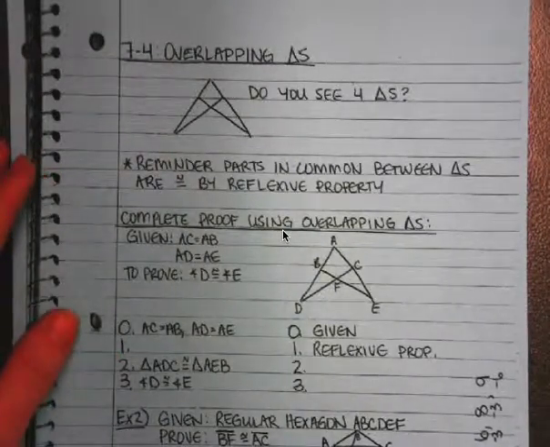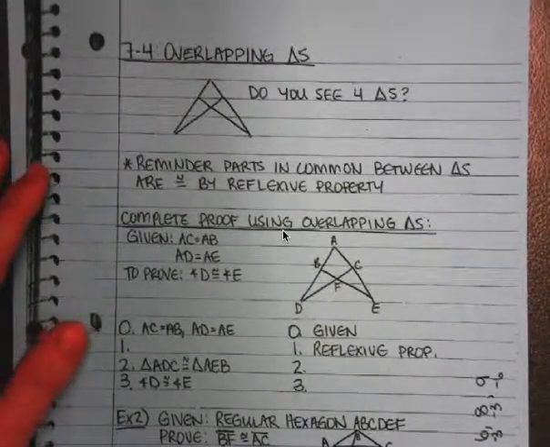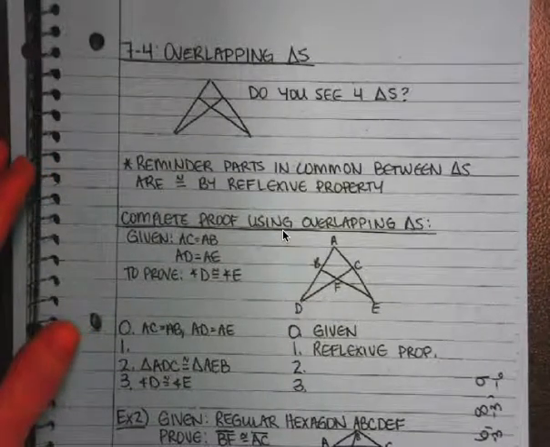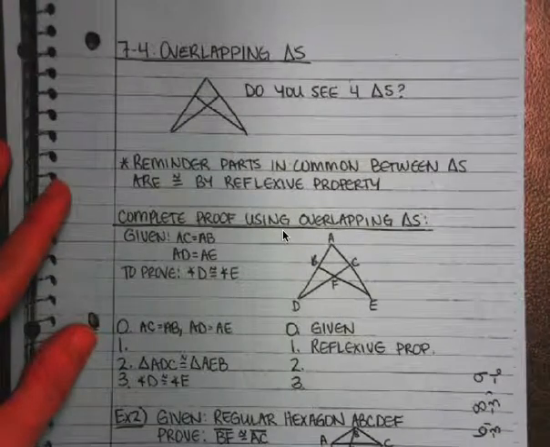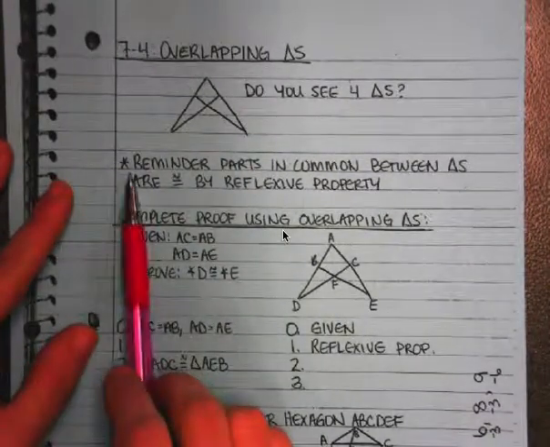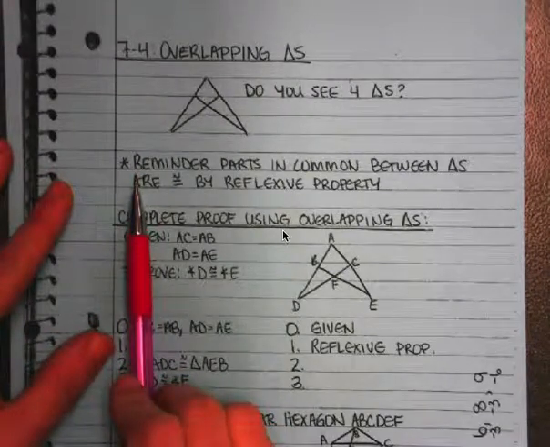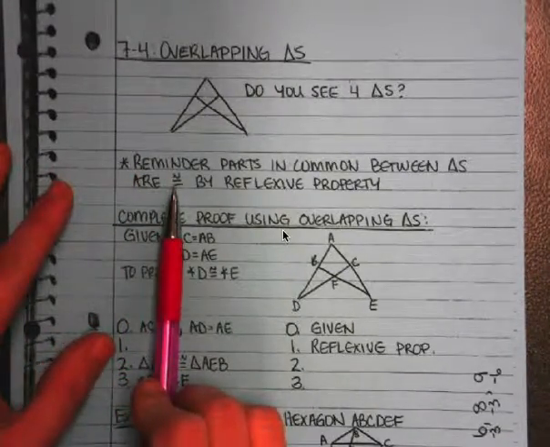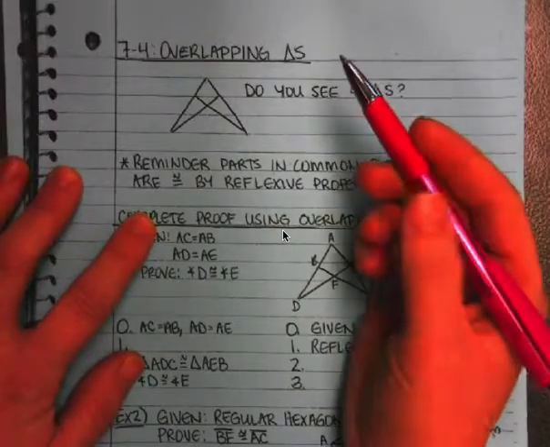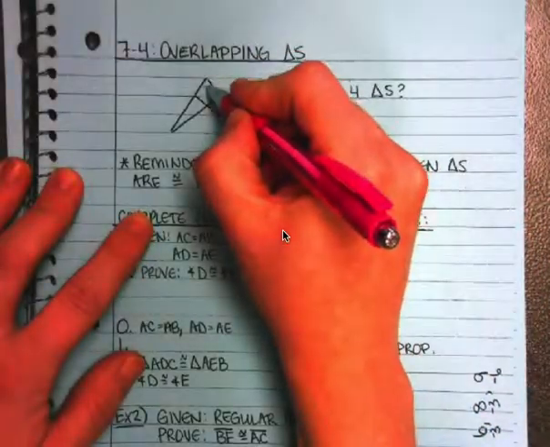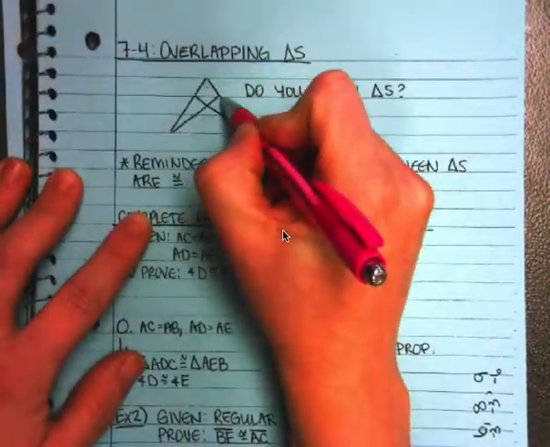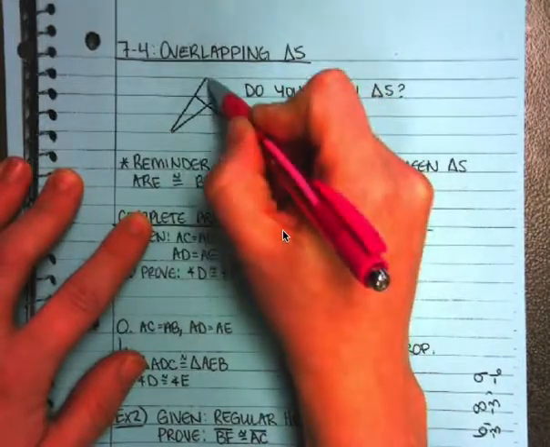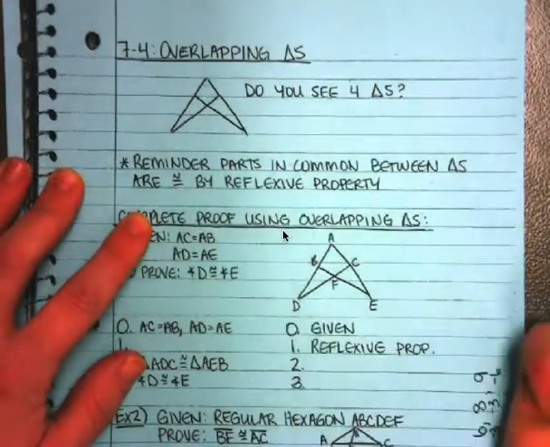Since we're trying to use triangles to prove other things congruent, we need to make sure that we see all of the triangles, because if we don't notice maybe a pair of congruent triangles, maybe we'll miss certain corresponding parts that are also congruent. This is a good reminder. Parts in common between triangles are congruent by the reflexive property. So for instance, this angle right here would be shared by this large triangle and this large triangle. So that would be an angle that they have in common.